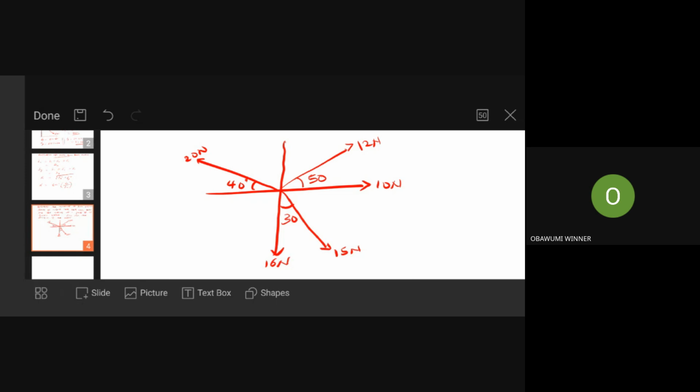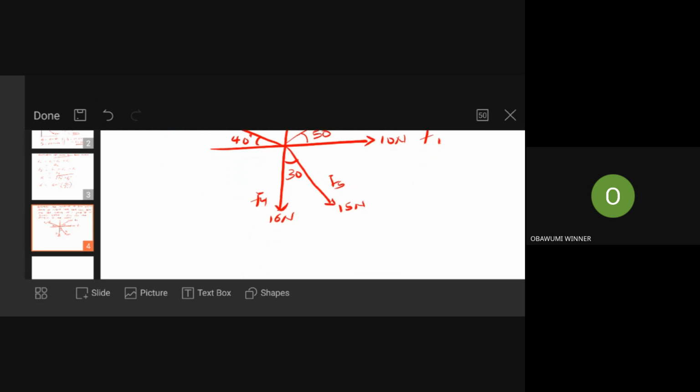So let's label these forces. Let me call this one F1. Let me label anti-clockwise. Let's call this F2. Let's call this one F3. Let's call this one here F4. Then call this one here F5. So I've given a name to all of these.